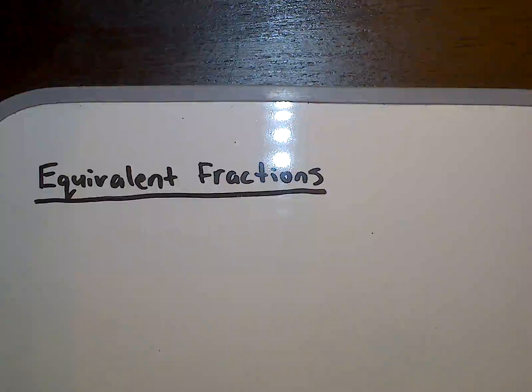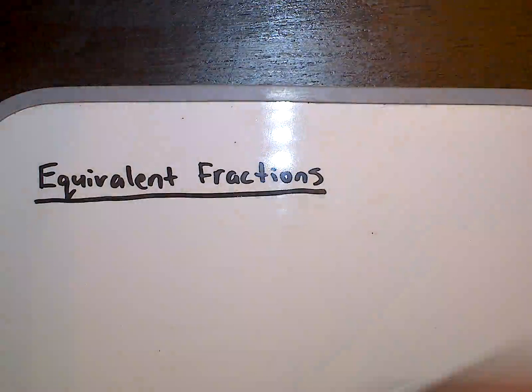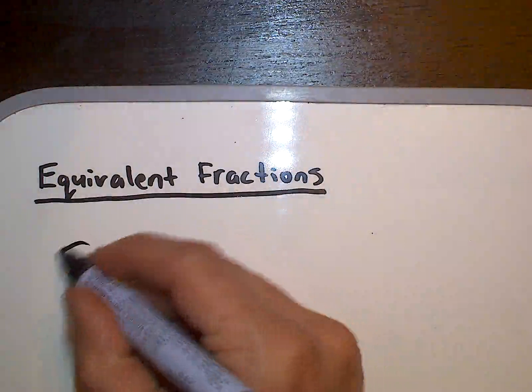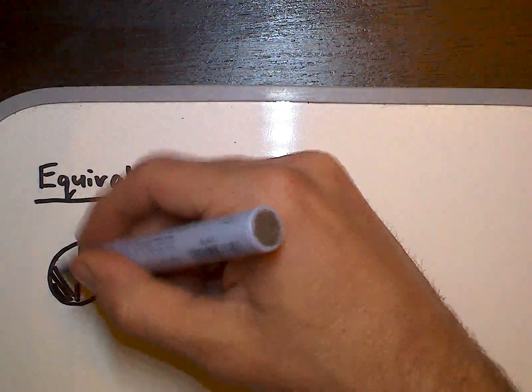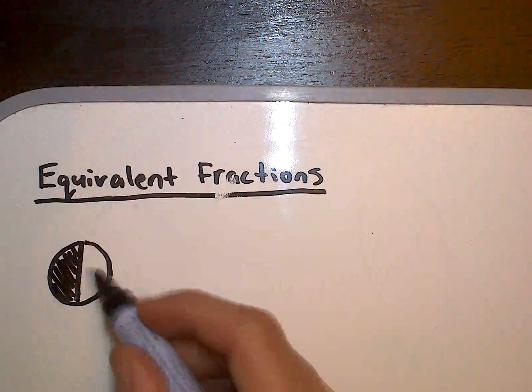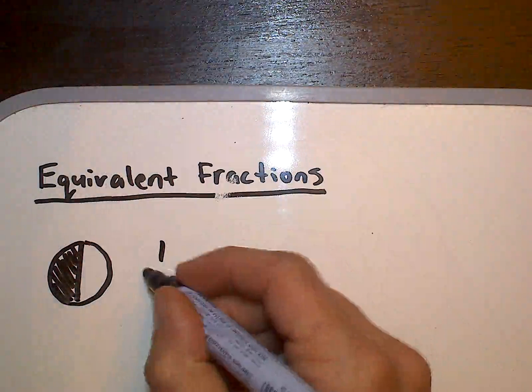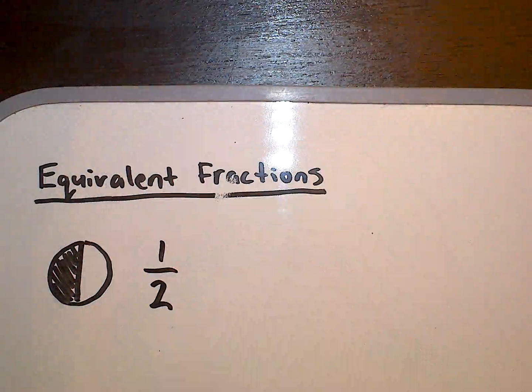Let's look at equivalent fractions. Let's use a diagram to help represent an equivalent fraction. So let's look at something that's nice and simple. Let's look at a circle. Let's split that circle up into a half. So we have two parts, and one of those parts is shaded out of a total possibility of two.